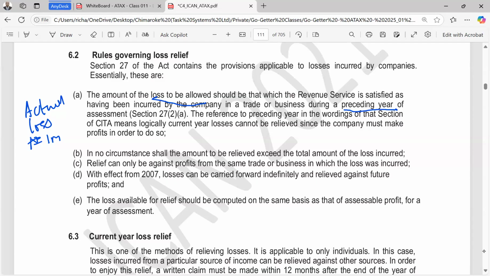Now, you see, in the coming in of this Finance Act, some of these loopholes have been blocked. And so the point we are taking down here is, in no circumstance shall the amount to be relieved as loss exceed the actual loss incurred. Point number 3, loss relief can only be against profit from the same trade or business in which the loss occurred.